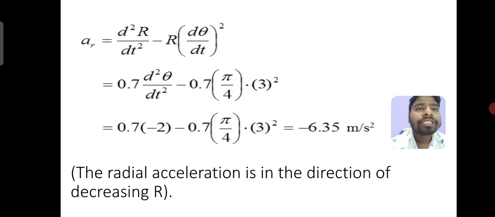Here the equation is ar equal to d square r by dt square minus r into d theta by dt whole square. That is 0.7 d square theta by dt square minus 0.7 times pi by 4 into 3 square, where 0.7 d square theta by dt square equal to 0.7 times minus 2, and by doing this we will get minus 6.35 meters per second square. The radial acceleration is in the direction of decreasing r.